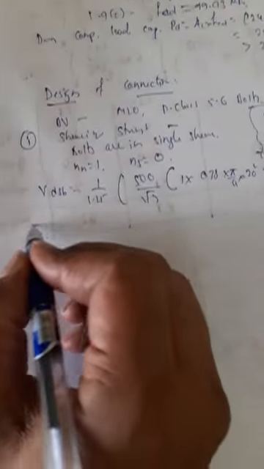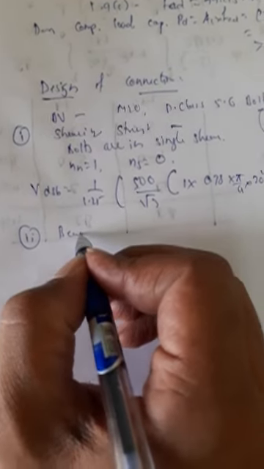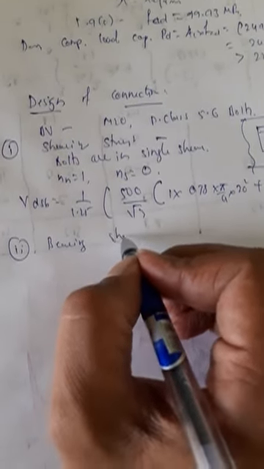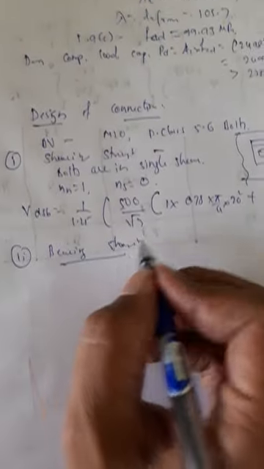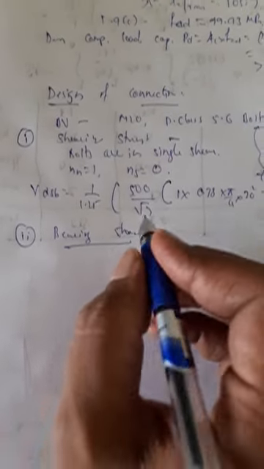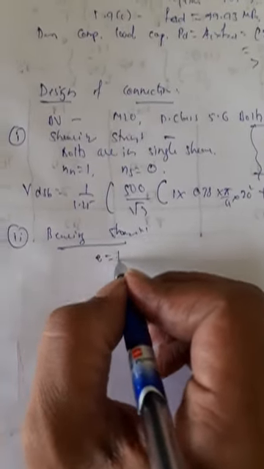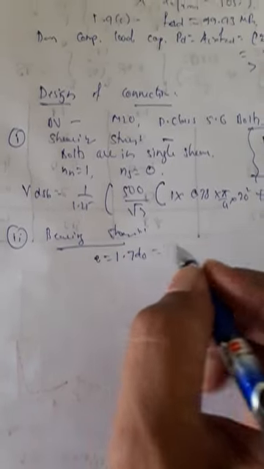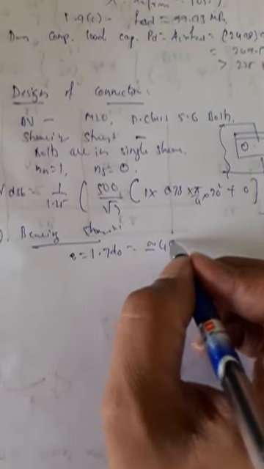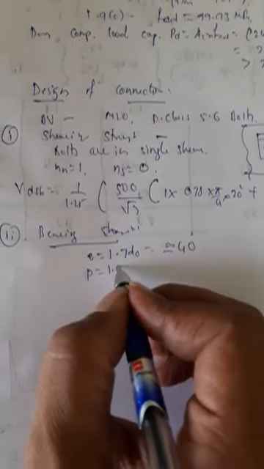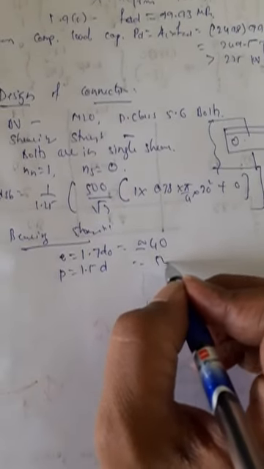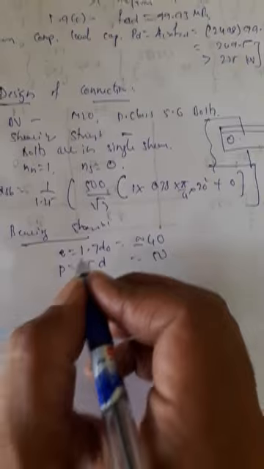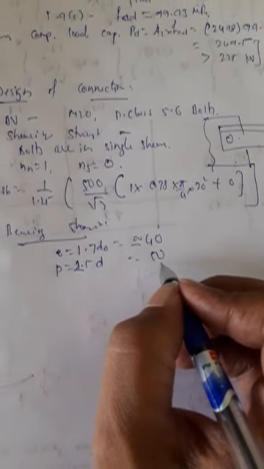Next, second, bearing strength. So to calculate bearing strength, first calculate edge value. Edge is given by 1.7 D naught. So you get 40 mm. Pitch is 1.5 D. You get 50 mm. So 2.5 D. You will get 50 mm.